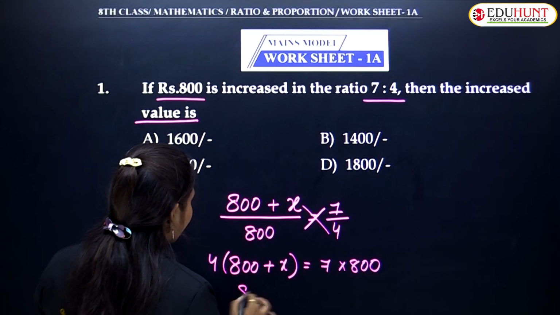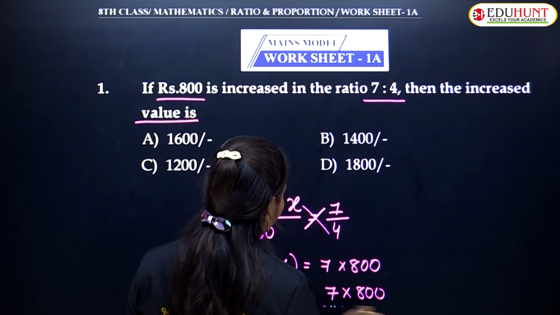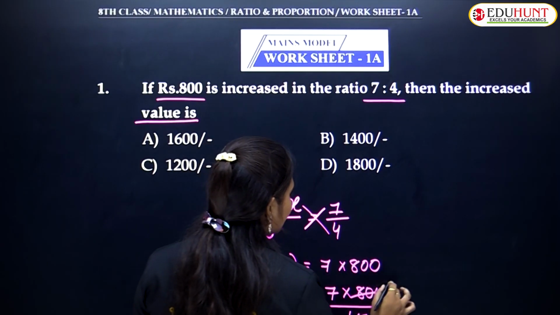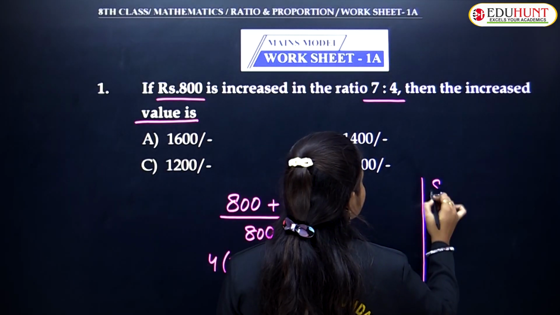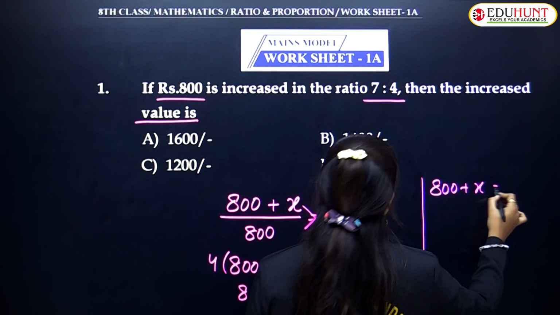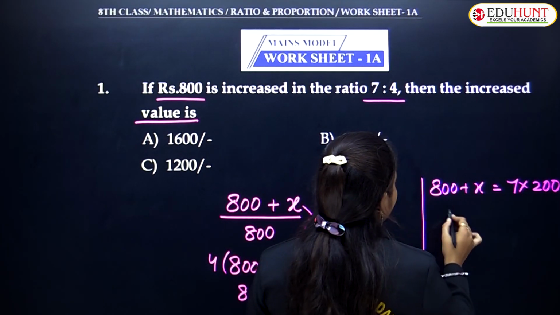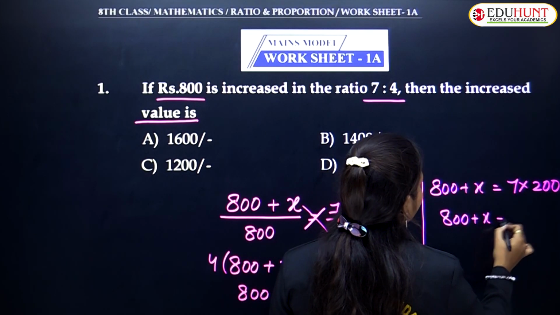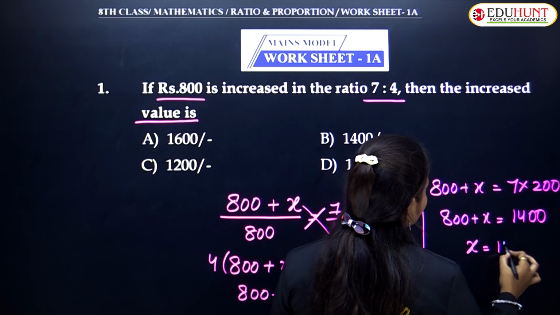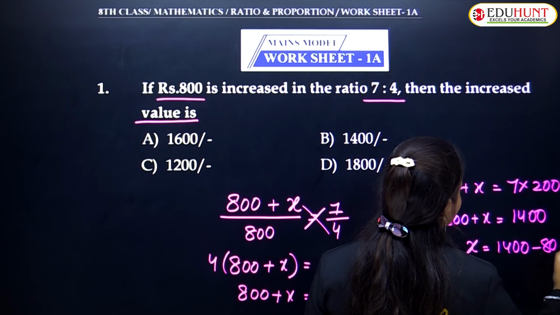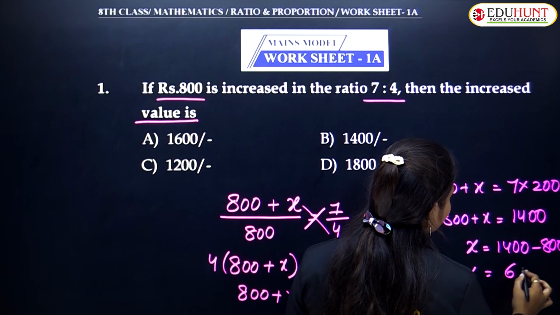From this, 800 + x is equal to 7 into 800 whole by 4. 4 ones are 4, and here 4 200s. Clear? So 800 + x equals 7 into 200, which is 1400. From this, x equals 1400 minus 800, so x equals 600.